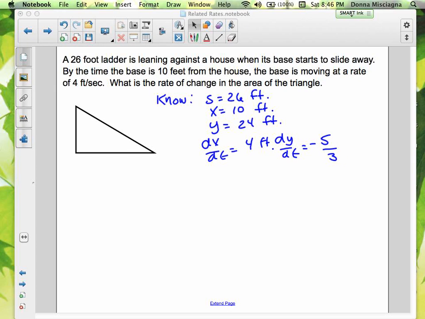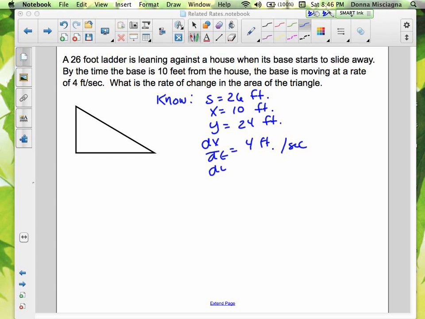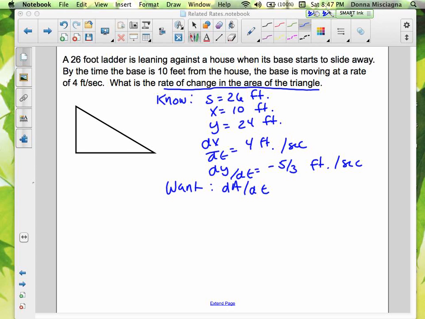Include the units. And dy dt is negative 5 thirds feet per second. That's what we know. What do we want? The rate of change in the area of the triangle. We want dA dt. How are they related?